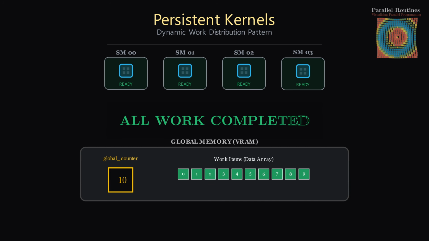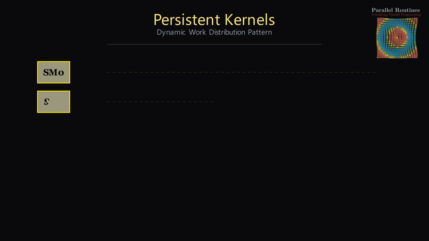Excellent. All work items have been successfully processed. Notice how the atomic counter reached 10. Let's visualize this execution on a timeline to see how work was distributed across our 4 SMs.